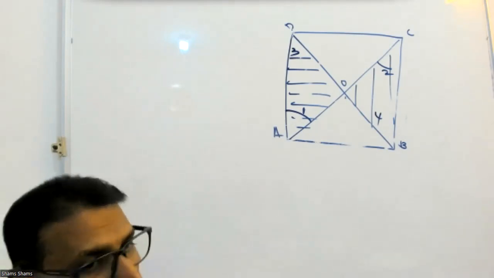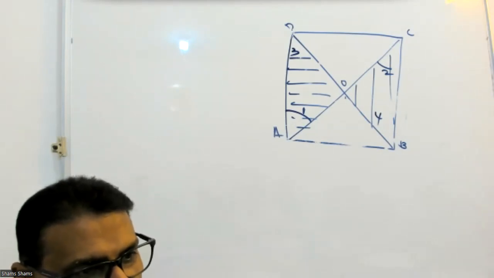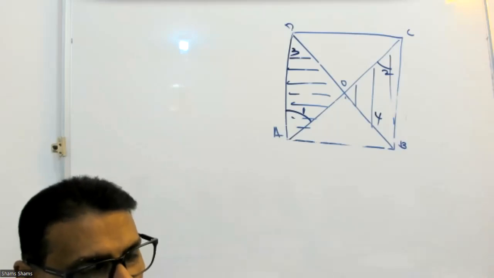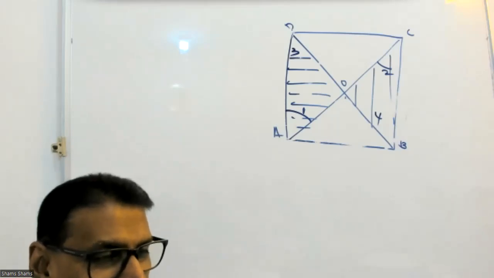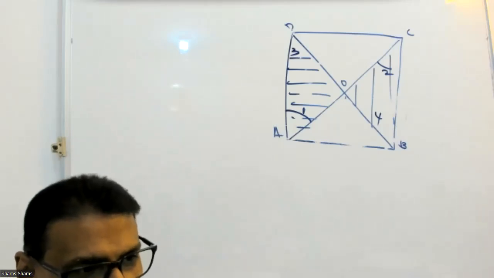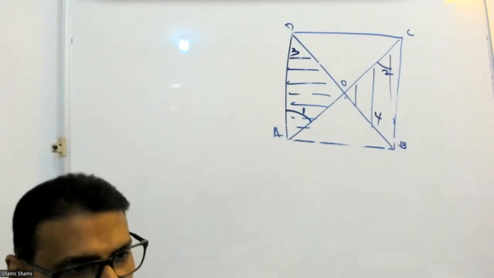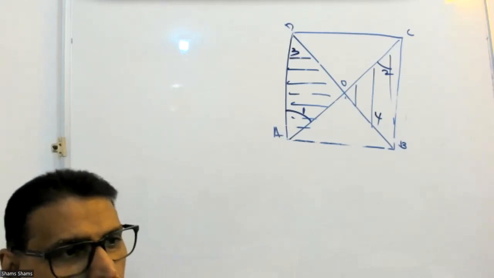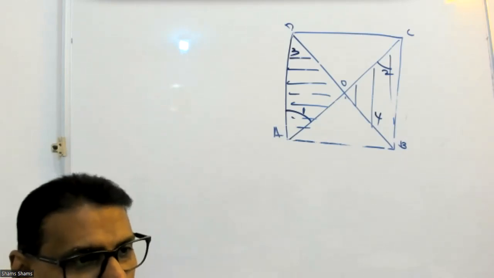AC perpendicular to DB, we have to show. Okay, Isha, go ahead and tell. Your idea? That you have to prove, no? Okay, listen. In other questions, you can write that in a square the diagonals perpendicular bisect each other. But here we have to prove. Right? Okay, then the beginning is finished.